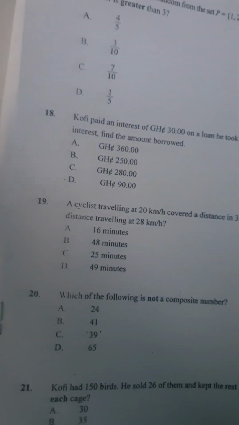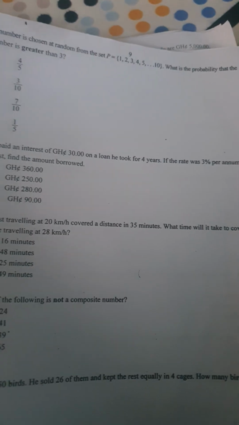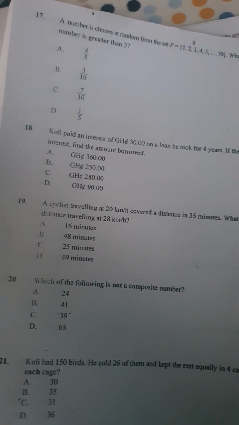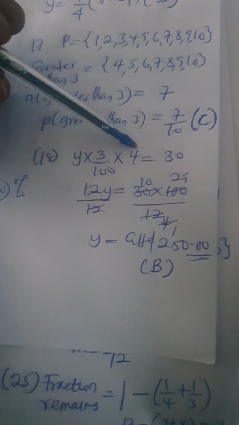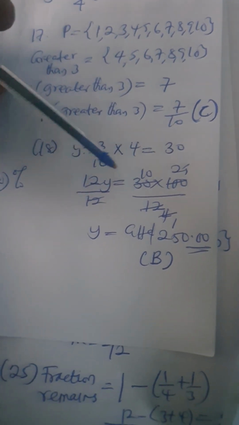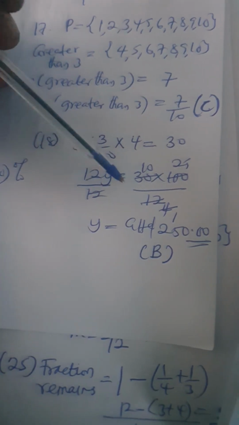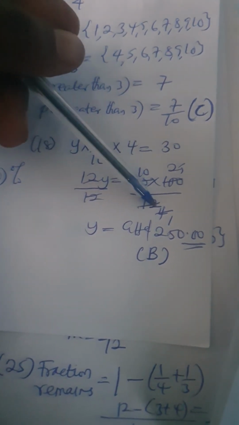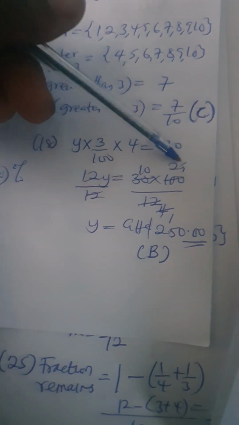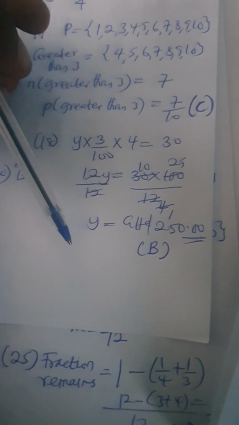Number 18. Kofi paid an interest of 30 cedis on a loan he took for 4 years. Rate is 3%. Find the amount borrowed. So that's P times the rate 3 over 100 times the 4 years, and that's the 30 cedis. Multiply by 100. 30 times 100. 3 times 4 is 12. Divide through by 12. That gives 250 cedis, and that's option C.